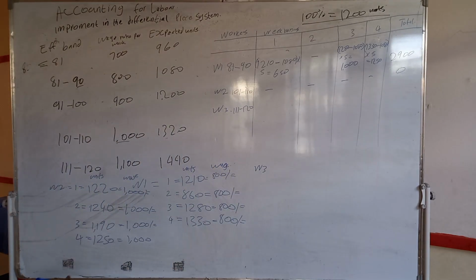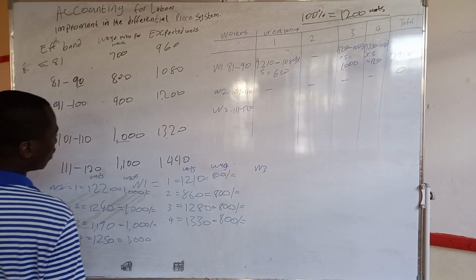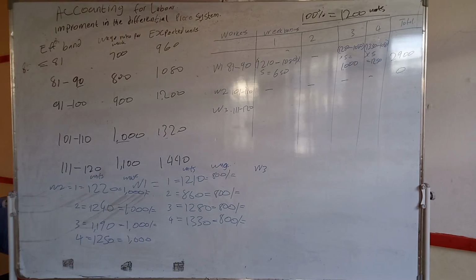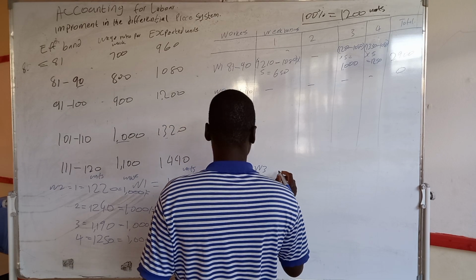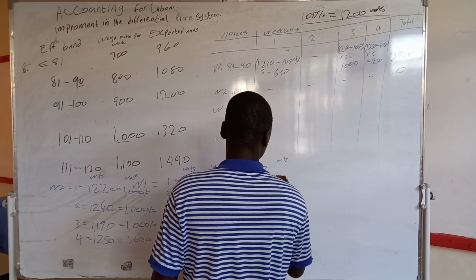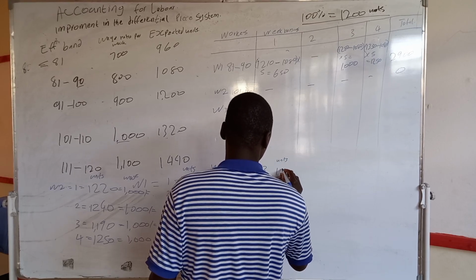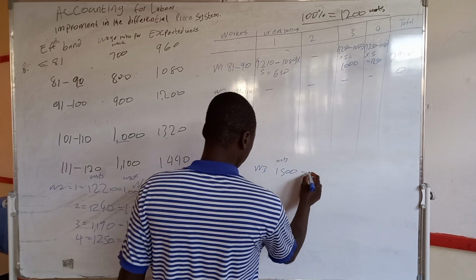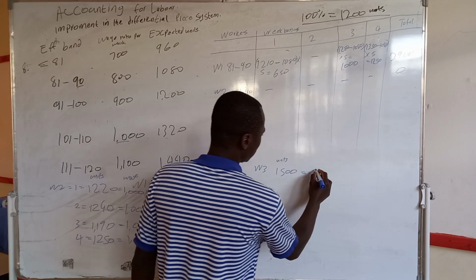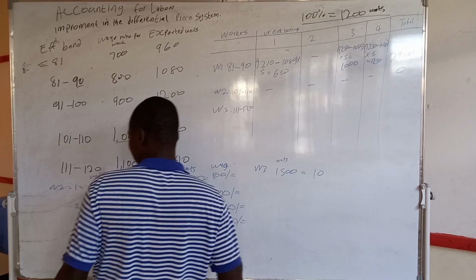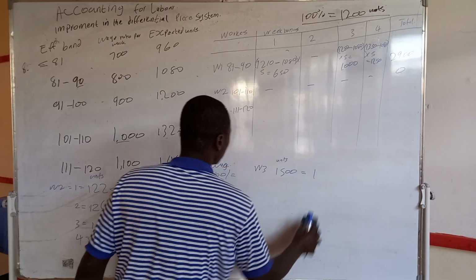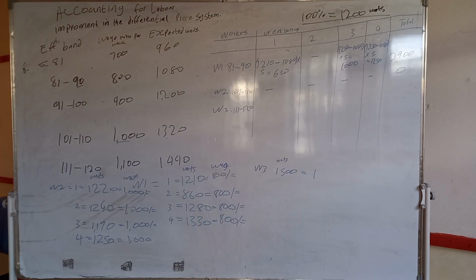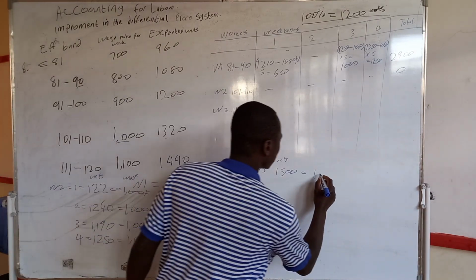So the expectation is 1,440. But in week 1, how much did you produce? It is 1,500. So the total production is 1,500 units. His 1,000 remains. He was being paid at this rate. The rate here is 1,100.